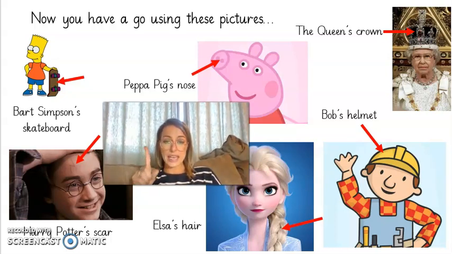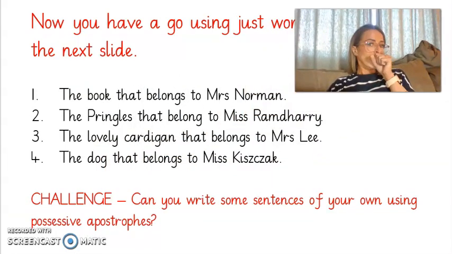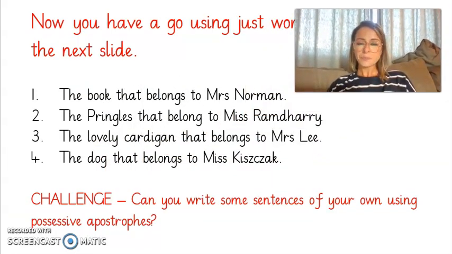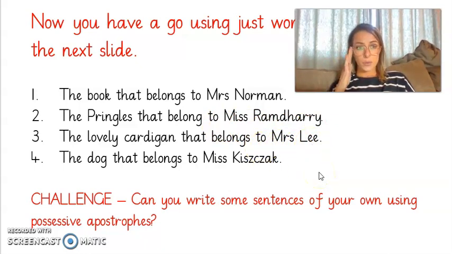Okay, now here is your independent task. Are you ready? I'm going to have to move myself out of the way. So, the book that belongs to Mrs. Norman. Where's my apostrophe going to go there? The Pringles that belong to Miss Ramdari. The lovely cardigan that belongs to Mrs. Lee. And the dog that belongs to Miss Kischeck.